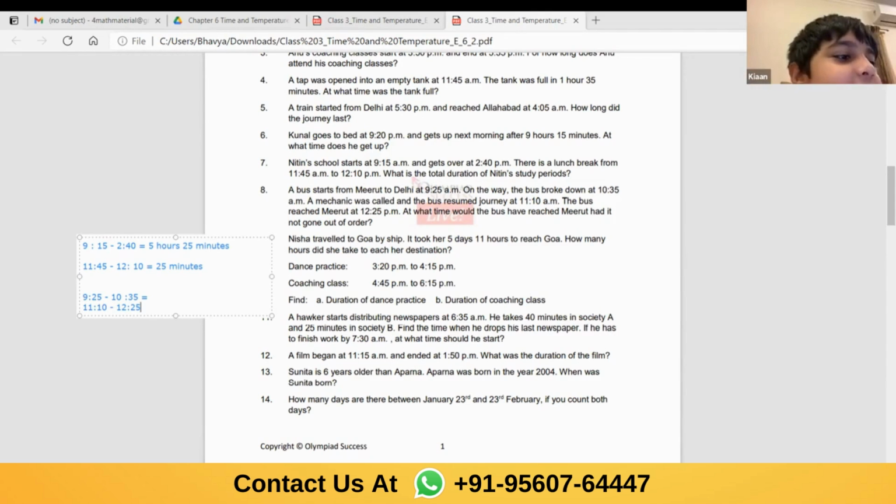Ma'am, the answer is 3 hours. Wait, let me calculate. It says, at what time would the bus have reached had it not gone out of order? So first calculate for how long was the bus moving. These are the two timings in which the bus was moving. The bus was covering the journey.